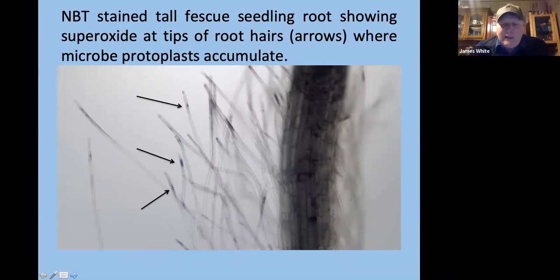Okay, this is a fescue root, a seedling root, and you can see the root here, and you see all these root hairs here. And this is actually stained for superoxide. We use a stain called NBT, and it stains blue wherever there's superoxide. And you can see out here, at the tips of the hairs, where all that blue is, those are where the bacteria are accumulating in those hairs. And so that's where the superoxide is really zapping them. But of course, when they're moving around, they're also being hit with superoxide.